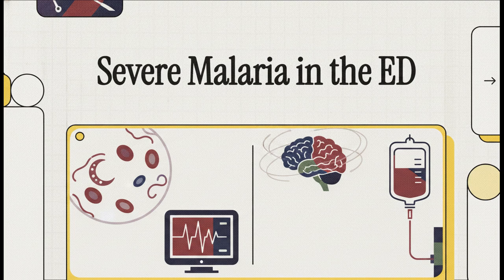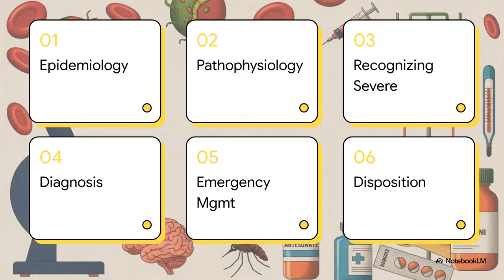So today we're focusing purely on high-yield, actionable clinical pearls drawn straight from the latest guidelines and critical care literature to help you manage this literal, life-threatening emergency. Okay, let's quickly run through our clinical algorithm for today. Epidemiology, pathophysiology, recognizing severe malaria, diagnostic priorities, emergency management, and finally, disposition and takeaways.